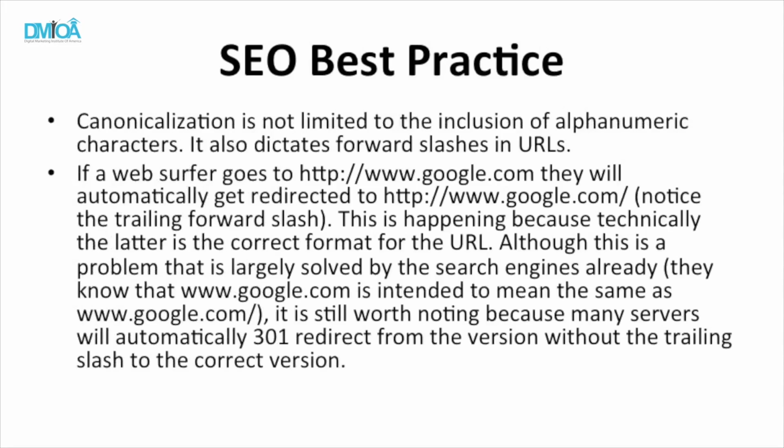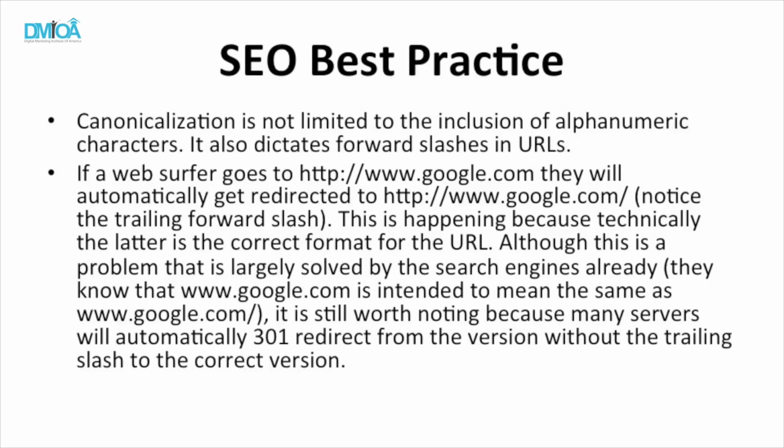Canonicalization is not limited to the inclusion of alphanumeric characters. It also dictates forward slashes in the URLs. If a web user goes to http://www.google.com, they are automatically redirected to google.com/. Notice the trailing forward slash. This is happening because technically the latter is the correct format for the URL.